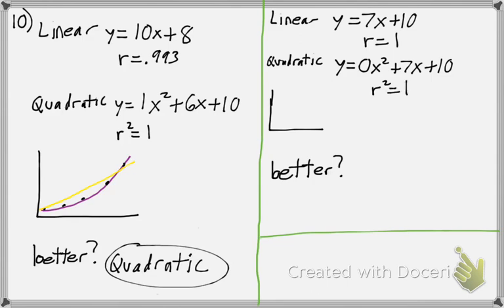So this is kind of interesting. If you graph it, you'll notice that these are actually the same thing, which should make sense because if you just take away the 0x squared, we get 7x plus 10, which is the exact same thing as the linear one. So it's actually the exact same model.